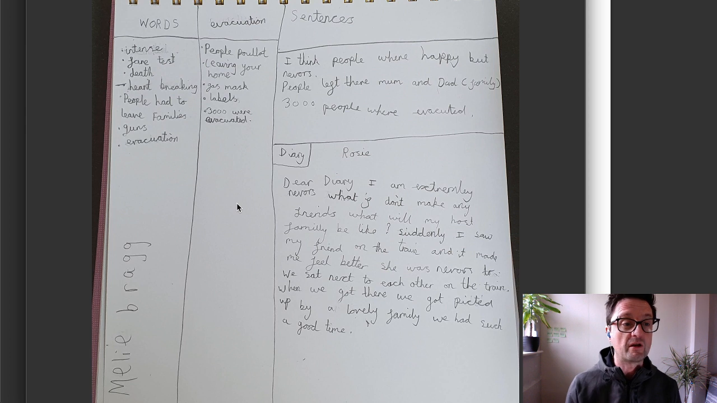And this is a diary entry by Rosie. So you've gone straight into a diary entry. Fantastic. Dear diary, I am extremely nervous. What if I don't make any friends? What will my host family be like? Suddenly I saw my friend on the train and it made me feel better. She was nervous too. We sat next to each other on the train. When we got there, we got picked up by a lovely family and we had such a good time.